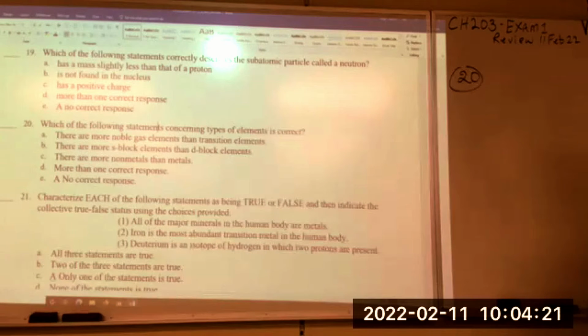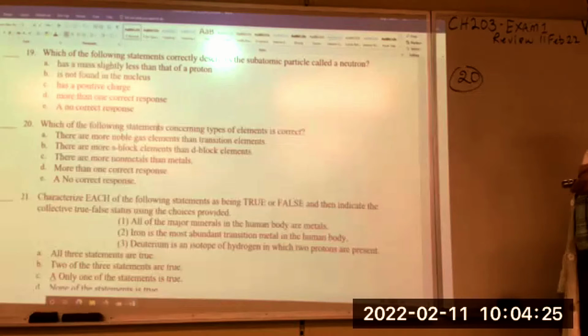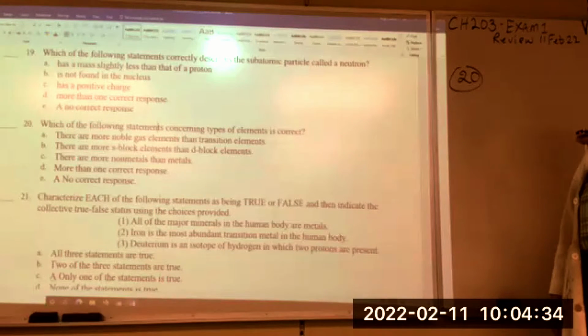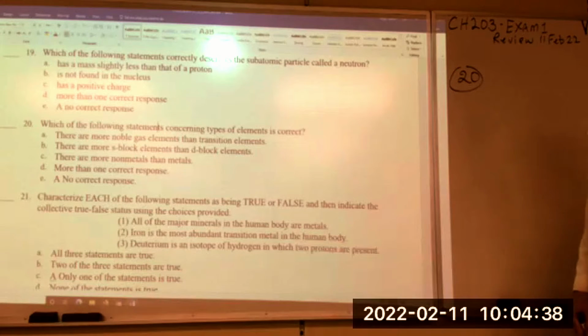There are more nonmetals than metals. Wrong, it's the other way around. There are a whole lot more metals than nonmetals. You just follow this. In this periodic table, it's a red line. You just go down red, red, red, red like that. All these are non-metals, all these are metals. So most of the periodic table is metals. And there's no correct response. They're all false.